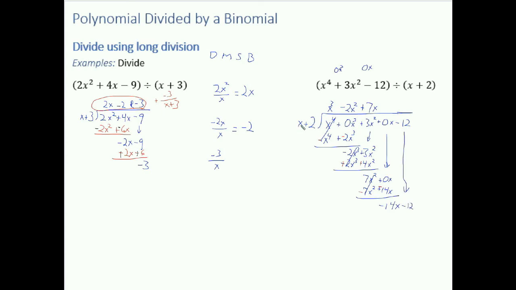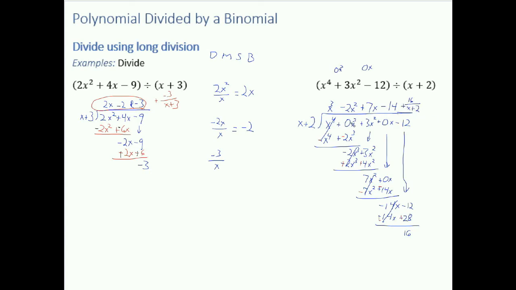We divide again. x times what gives me negative 14x, and it's negative 14. Multiplying, we get negative 14x. Then negative 14 times 2 is negative 28. We subtract once more by changing the signs. And this is 0, and this is 16. And x does not go into 16, so I'm going to go ahead and write it as a fraction this time. So plus 16 over what we were dividing by, which was x plus 2.